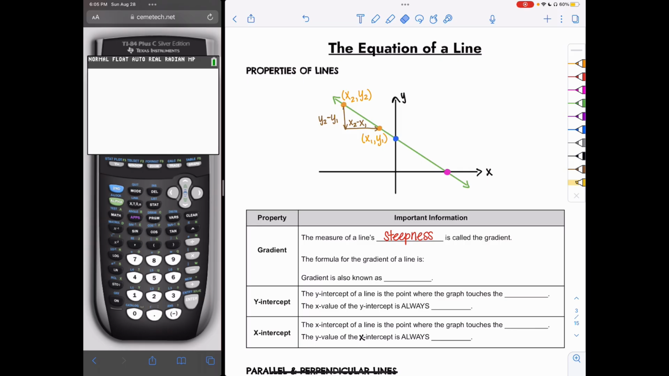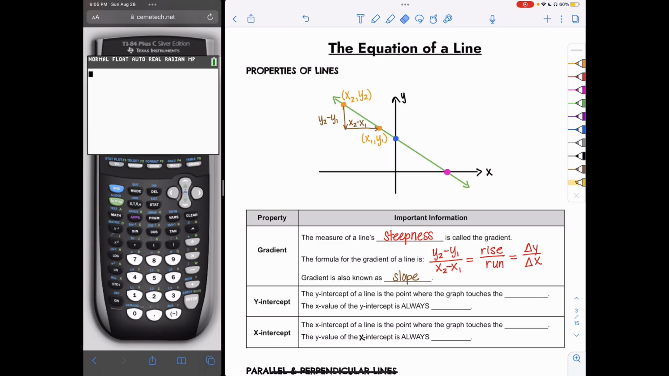So the formula for the gradient of a line is going to be y sub 2 minus y sub 1 divided by x sub 2 minus x sub 1, which is also known as rise over run, and it's also known as the change in y over the change in x. So as you can see from those three fractions here, the gradient is also known as what we have been calling the slope for many years.